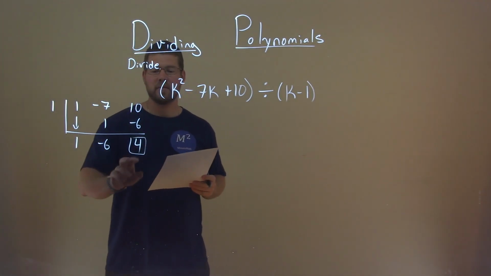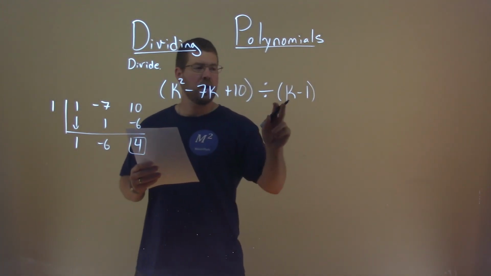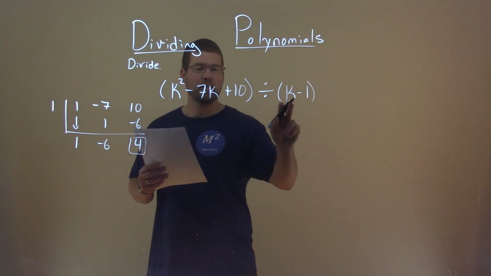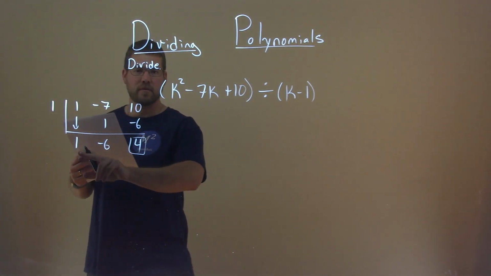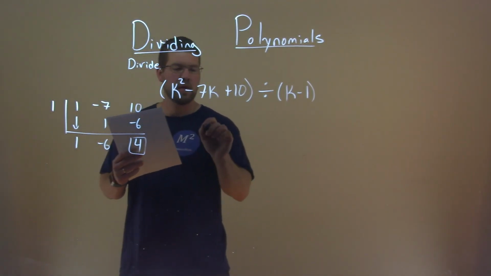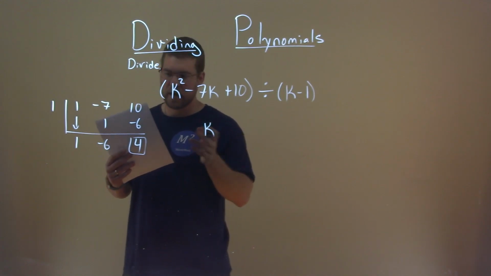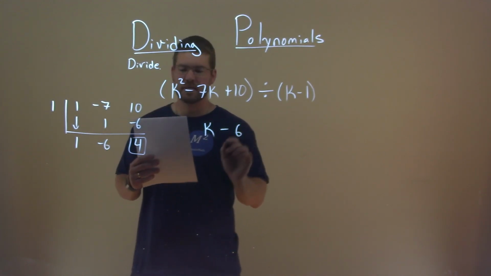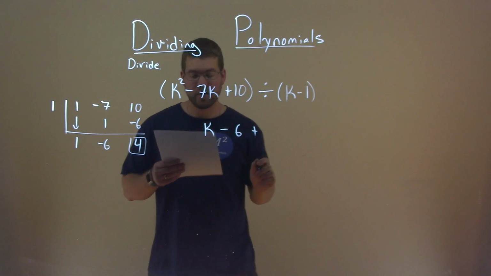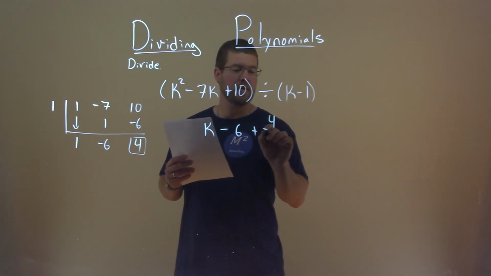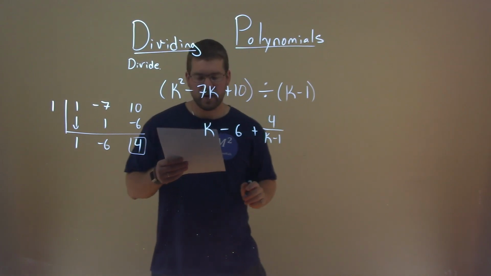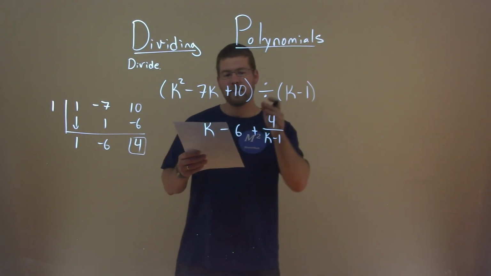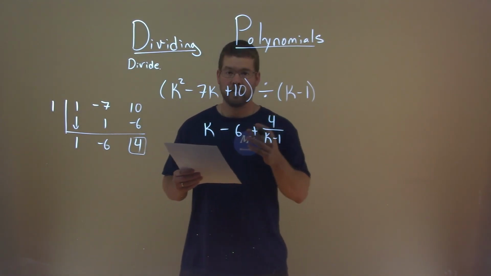So now let's translate this into our final answer. Well, k squared divided by 1k leaves us with just k to the first power, so that goes with our first coefficient of 1. So we're left with just k, 1k. Then we have a minus 6 plus our remainder, which is 4, over what we're dividing it by, k minus 1. And so k minus 6 plus 4 over k minus 1 is our final answer.